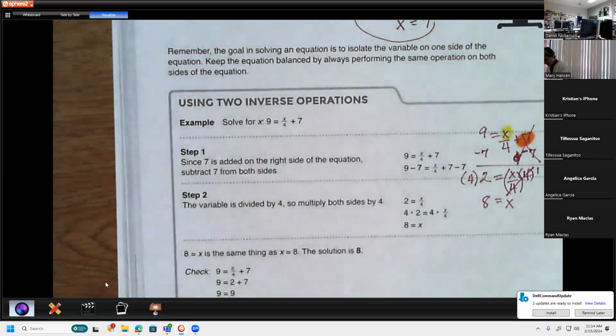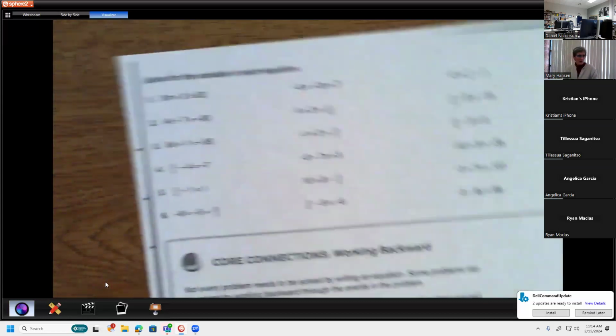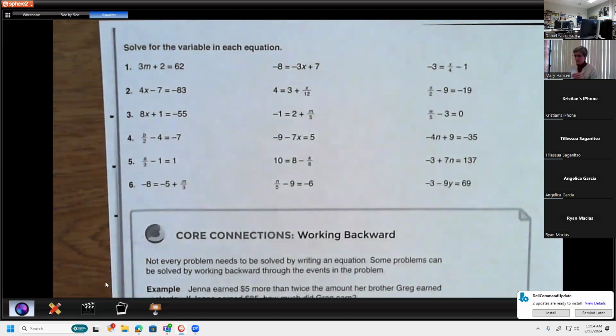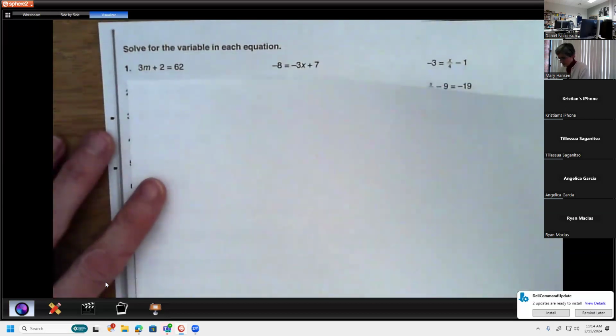Okay, so let's take a look then at page 39. And since I write so big, I'm going to write these on another sheet of paper.